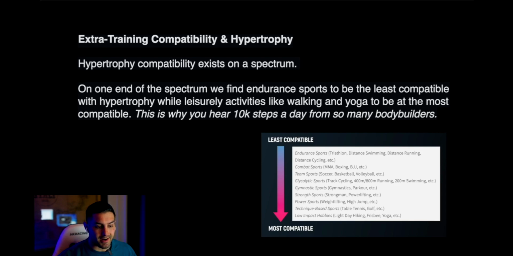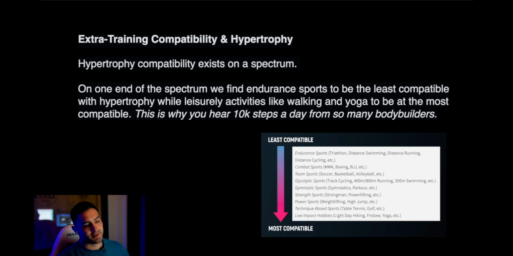Combat sports, MMA, boxing, BJJ. So this one's a little controversial. It's true, it's not that compatible. In fact, the MMA guy should probably be doing more on the low end of the rep ranges, meaning more strength training. It's probably better for them. But that's a whole other topic that maybe we'll get into one day. Just take it on faith for now.